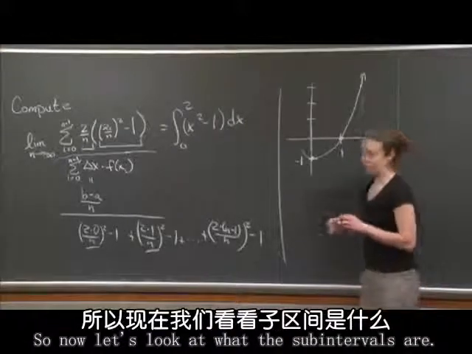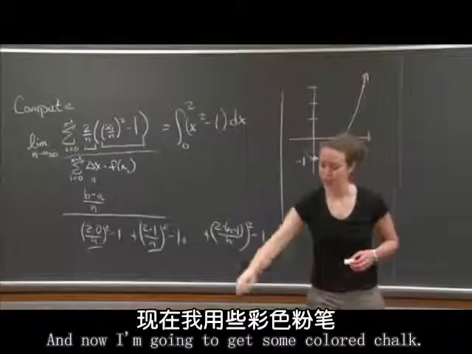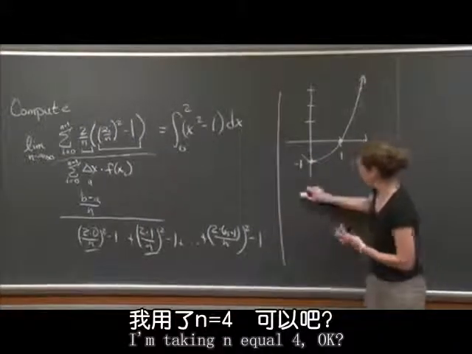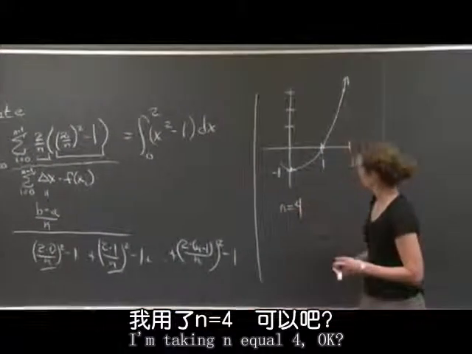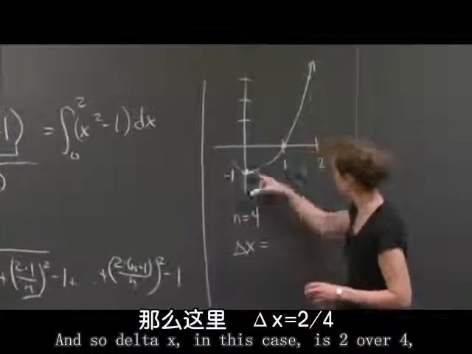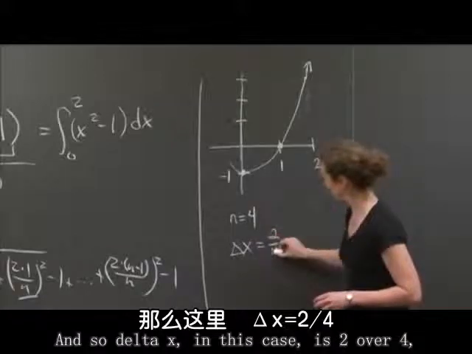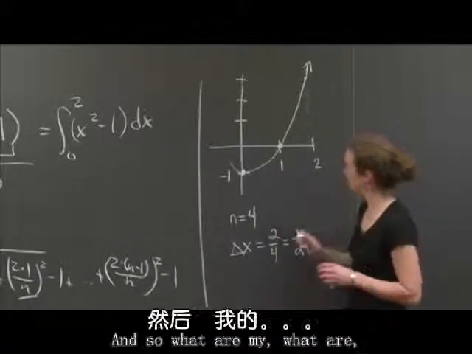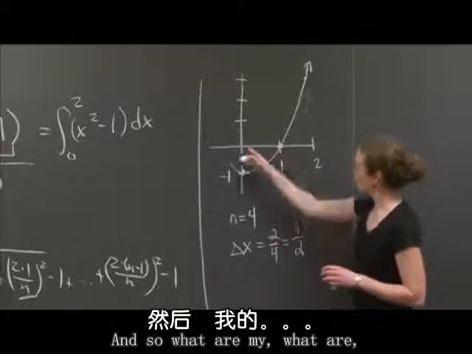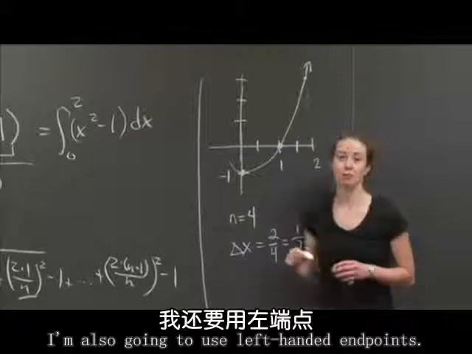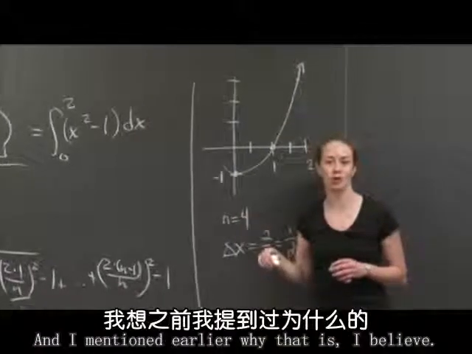So now let's look at what the subintervals are. And now I'm going to get some colored chalk. So what are the subintervals? I'm taking n equal 4. Okay, and so delta x, in this case, is 2 over 4, which is equal to 1/2. Right? And so what is my sum going to look like? Well, I am going to tell you that I'm also going to use left-hand endpoints. And I mentioned earlier why that is, I believe.